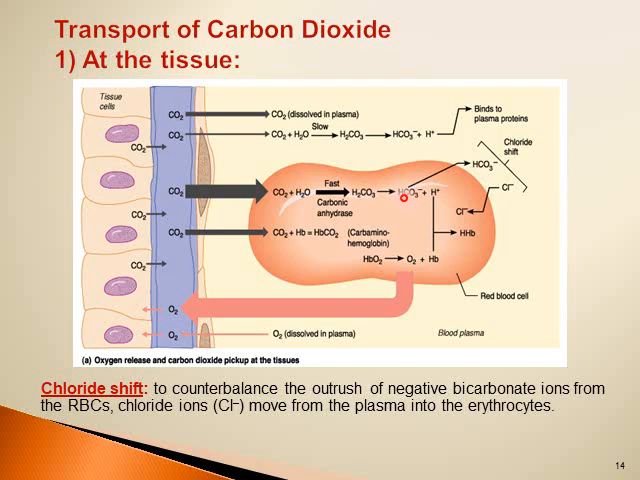Bicarbonate in the systemic capillaries will leave the red blood cells in exchange for chloride, and this exchange of a negatively charged ion with another negatively charged ion will maintain the electrical stability of the red blood cell. This exchange is called the chloride shift. To counterbalance the outrush of negative bicarbonate ions from the red blood cells, chloride ions will move from the plasma into the erythrocytes, and this chloride shift will be reversed in the lungs, as we'll see in the coming slide.